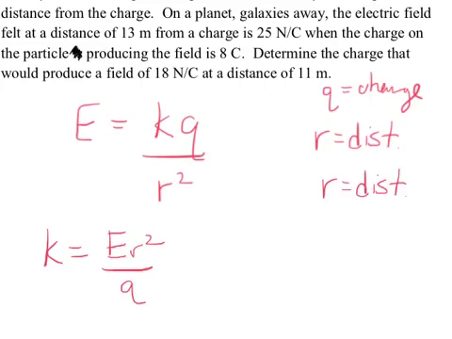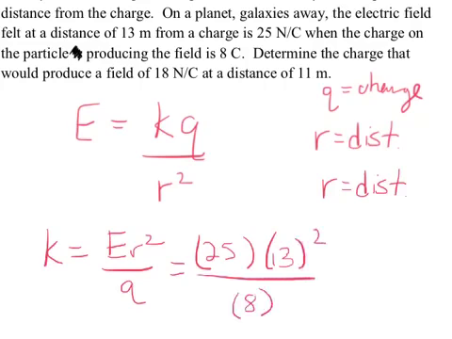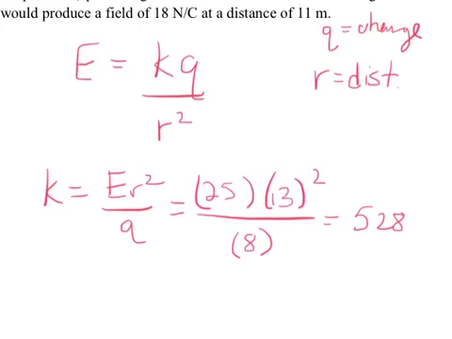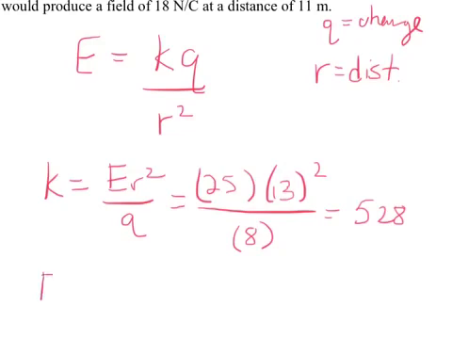And we're told what the electric field is. Electric field is 25 newtons per coulomb. We're told the distance is 13 meters. We are told that the charge is 8 coulombs. That'll give us a k value of approximately 528. Now, after determining that value, we can write E equals 528 Q over r squared.